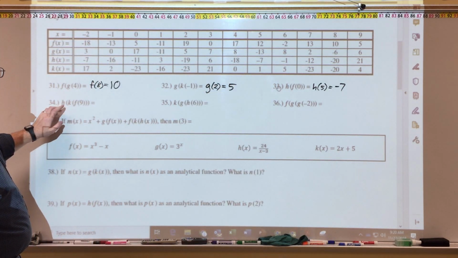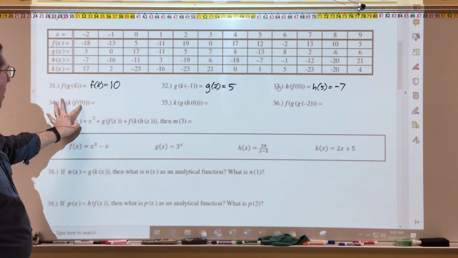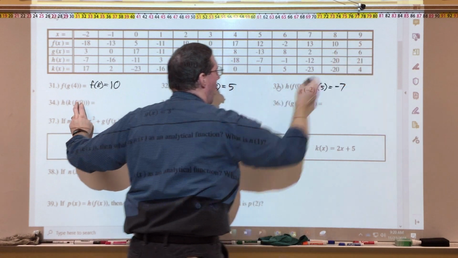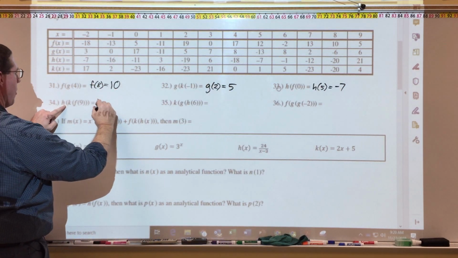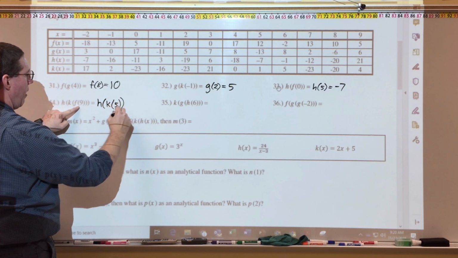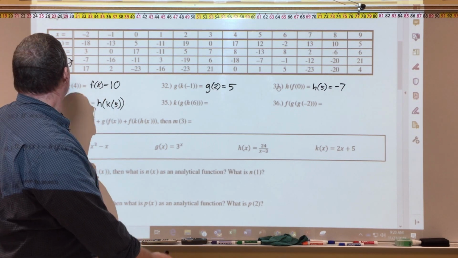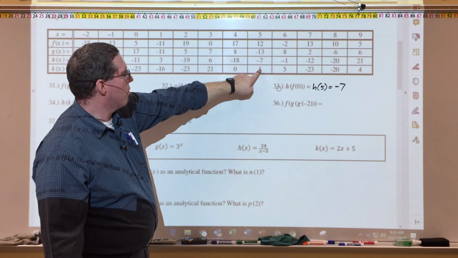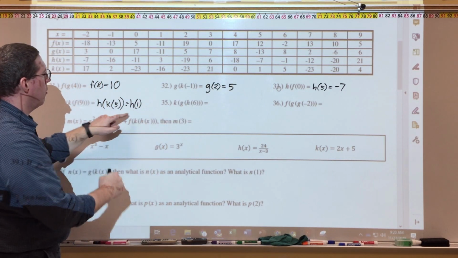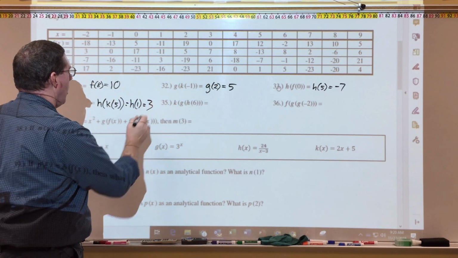Question 34, this one's a little harder. H of k of f of 9. So we've got to work from inside out. Let's find f of 9 first. Go over to 9. F of x at 9 is 5. And so what this is now asking for is k of 5. Now this looks like question number 31. K of 5, k is the bottom row. Here's 5, so it's 1. So what we're really asking for here is what is h of 1. Now we'll go to 1, go to the third row, which is h, which is 3, and we're done with question number 34.